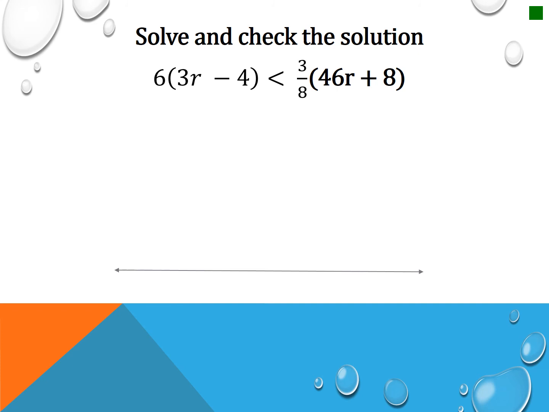They're looking for someone. So 6 times 3R is 18R. 6 times negative 4 is negative 24. Keep that sign. 3/8 times 46. You're going to do that on your calculator.